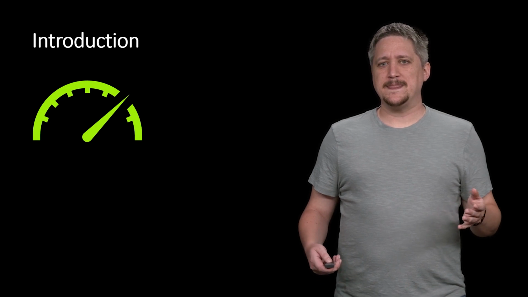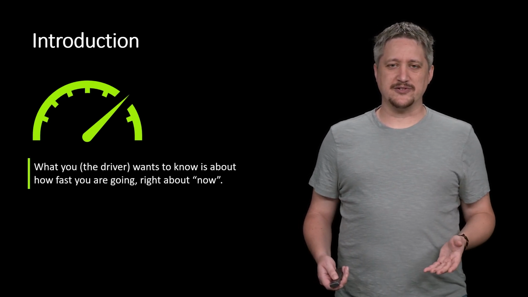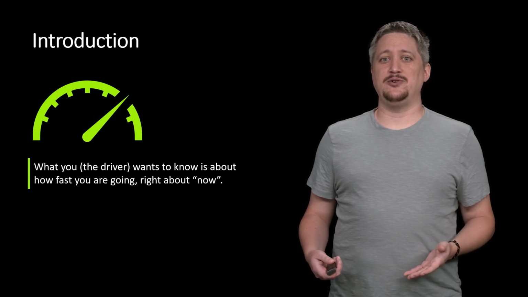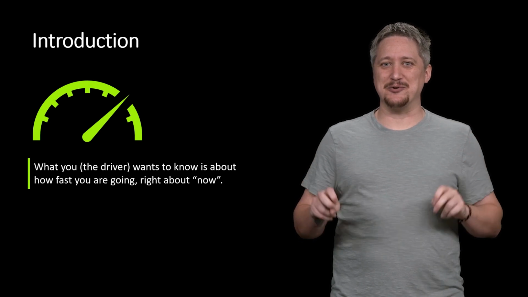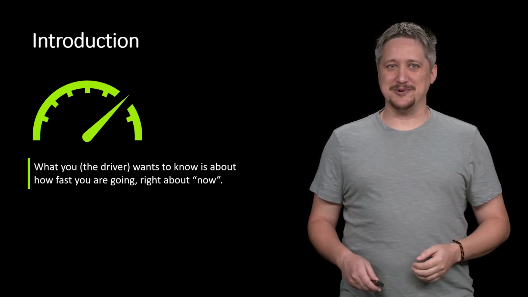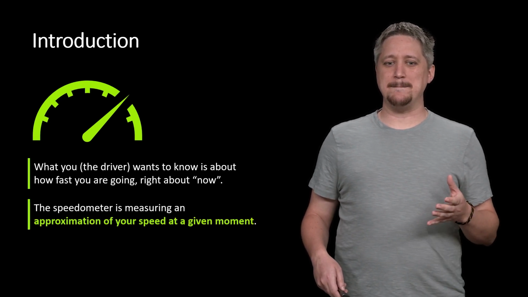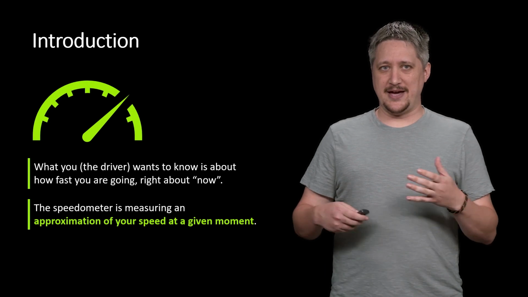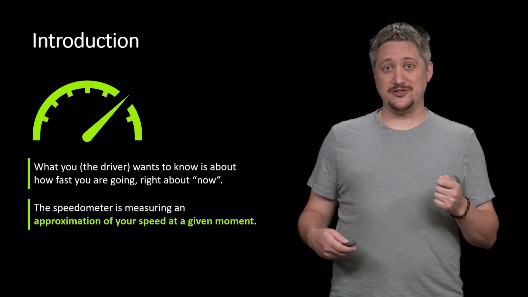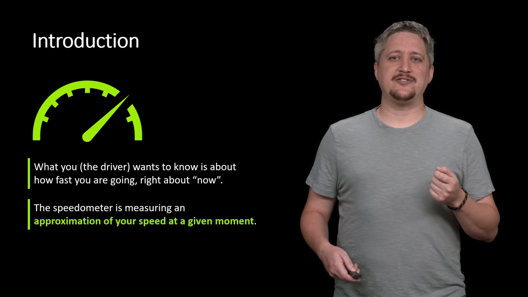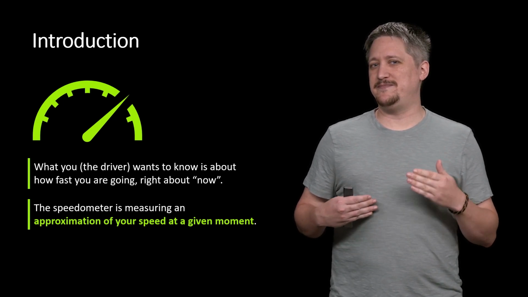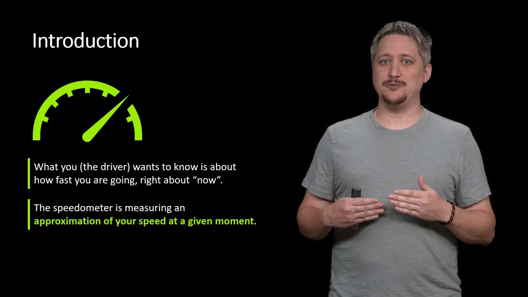Well, the trick is that it's not doing that exactly. What you, the driver of the car, want to know is how fast you are going right about now, with quotes that are doing an awful lot of work without us realizing it. So what the speedometer is actually doing is measuring an approximation of your speed at a given time period. The way it does that approximation is by figuring out over a very, very, very small time interval how far you go.